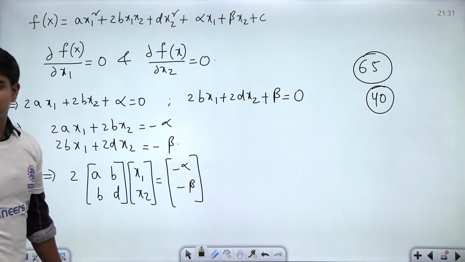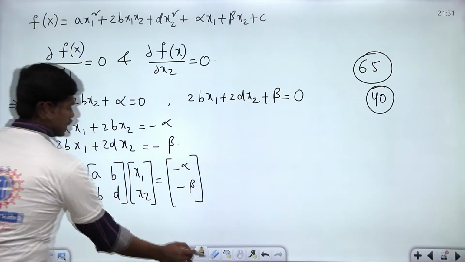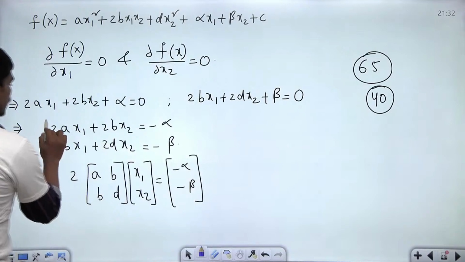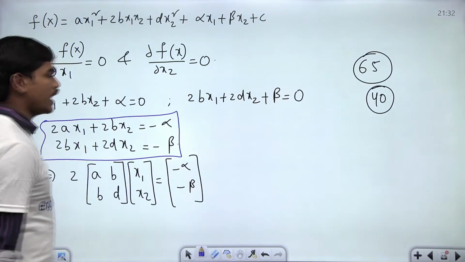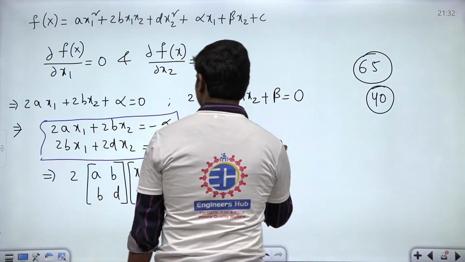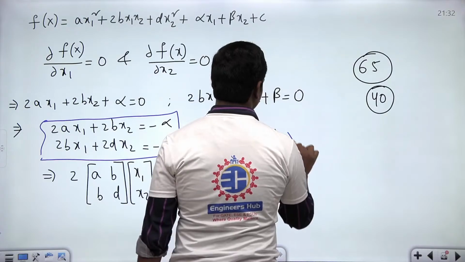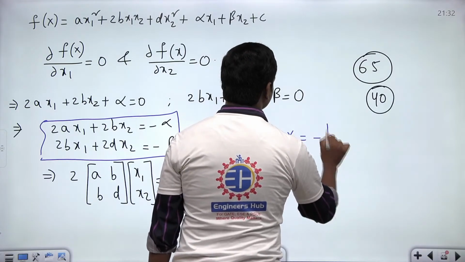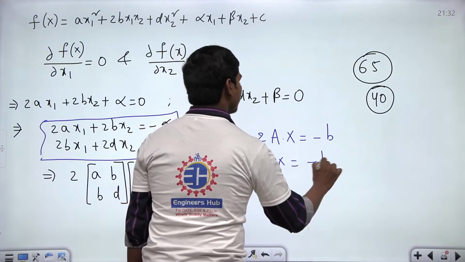Yes or no? So please respond. Can you all formulate these given equations, these two equations basically, into this matrix? So now if you compare the things, we have 2 times of this matrix is nothing but capital A and this matrix is nothing but capital X is equal to minus B. This is what you have. So AX is equal to minus B by 2.